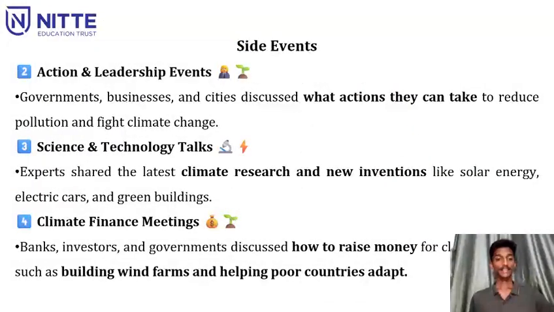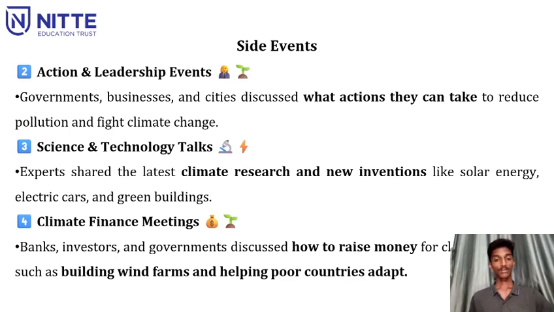And other action and leadership events. Cities, states, and businesses shared what steps they're taking to cut pollution. Example, switching to electric buses, planting trees, etc. And science and technology tracks. Experts and scientists presented the latest research and shared new technologies like solar panels, electric cars, and green buildings.